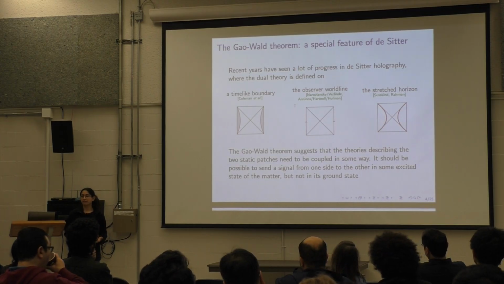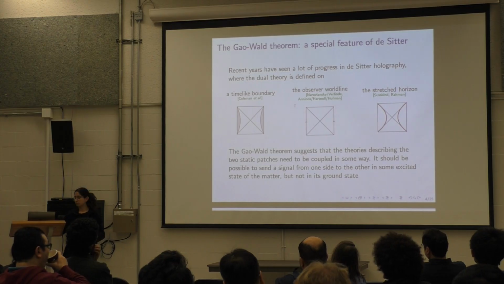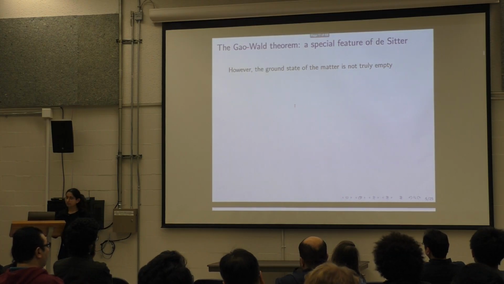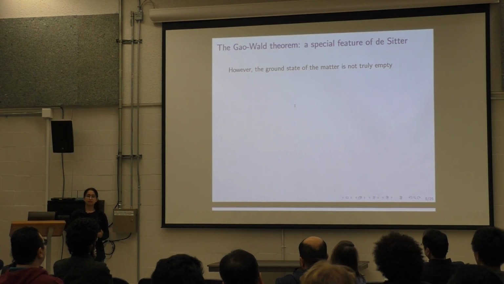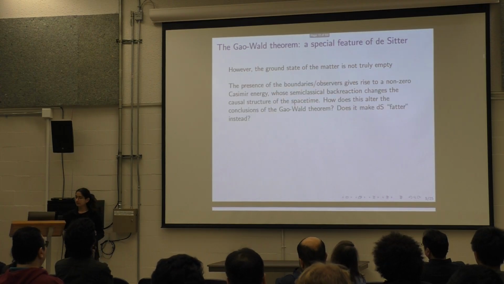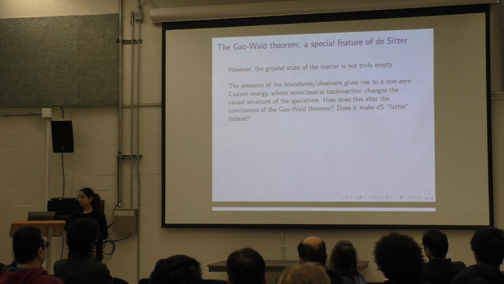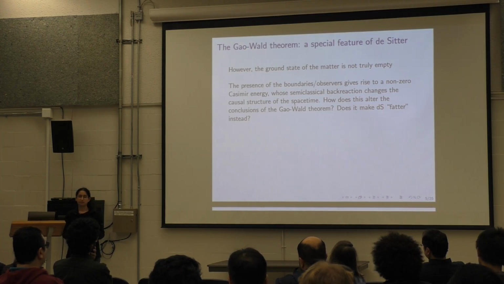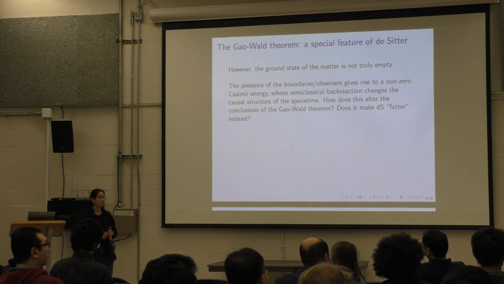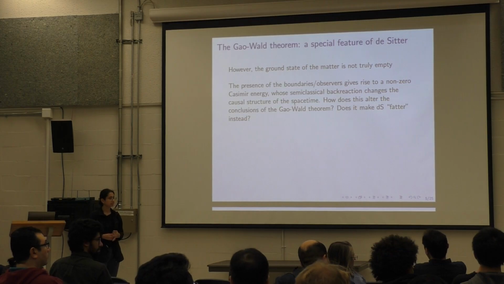That's kind of interesting and paradoxical, and we would like to study this more. However, the ground state of the matter is not truly empty. There is a non-zero Casimir energy that arises because you impose some boundary conditions on the matter at these timelike surfaces, like the boundaries of the observers. This Casimir energy has some back reaction that changes the causal structure of the spacetime. In addition, the assumptions of the Gao-Wald theorem are also violated when we put in timelike boundaries in the space.